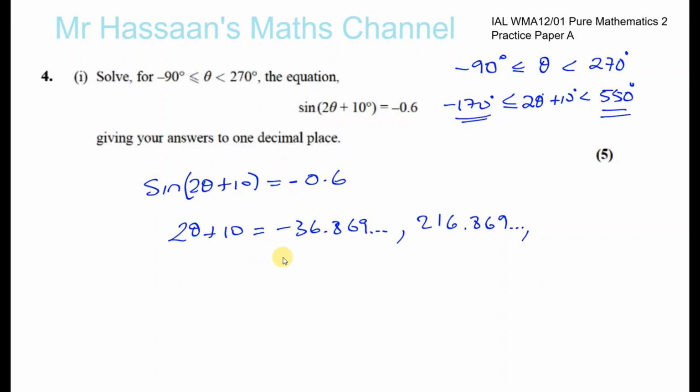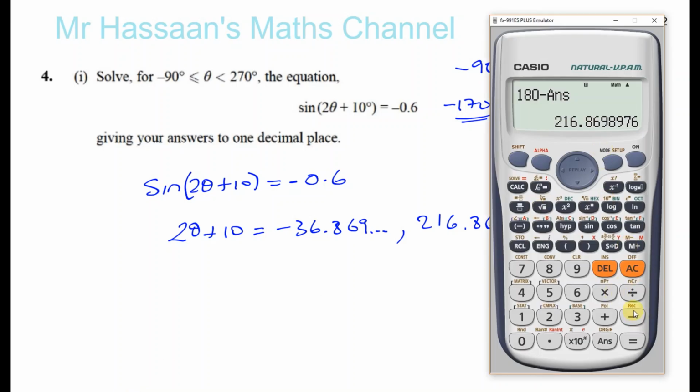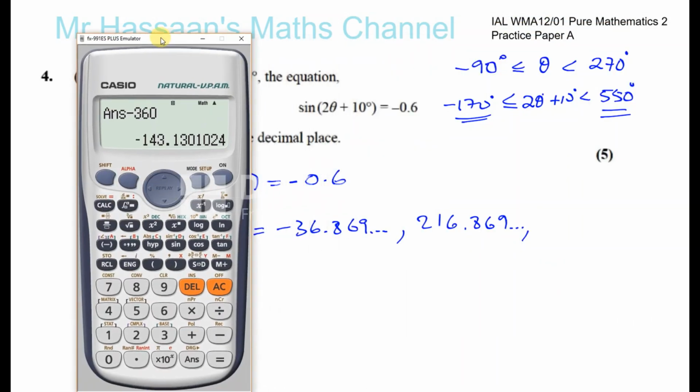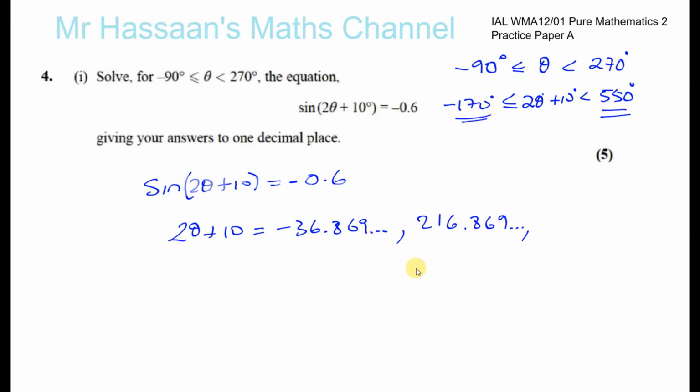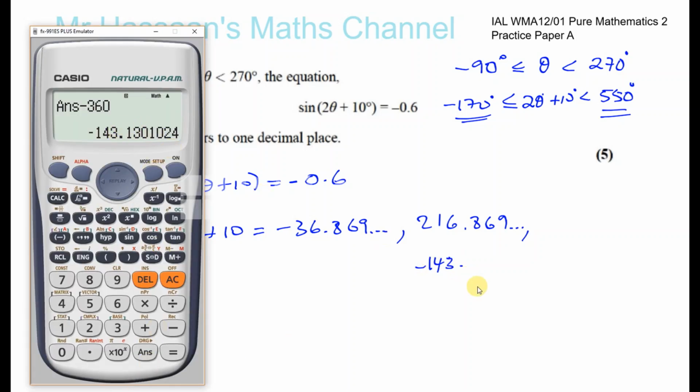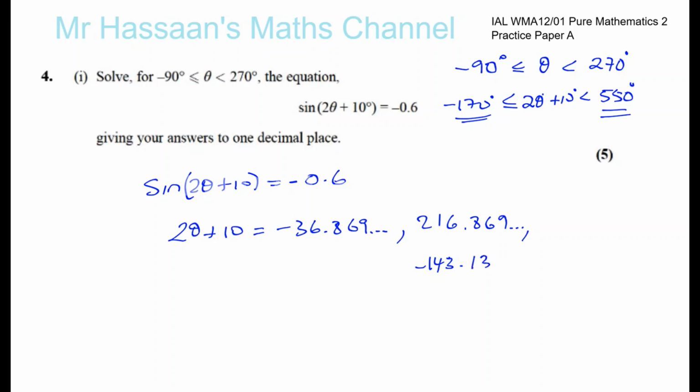Now we need to go all the way down to minus 170. If I take away 360 from this one, of course I'm going to be outside of that range. Let's see what happens if I take away 360 from this answer. Take away 360 gives me minus 143.130, which is within our range. Can you see that? It's within our range. I'm writing it to more decimal places than I need, and I'm going to round them at the end.